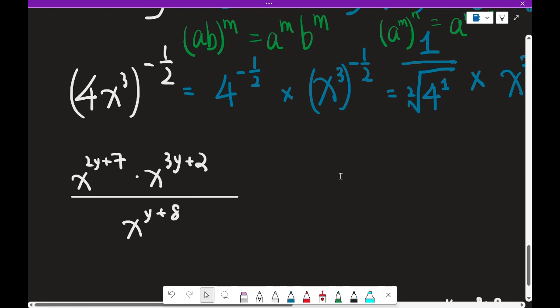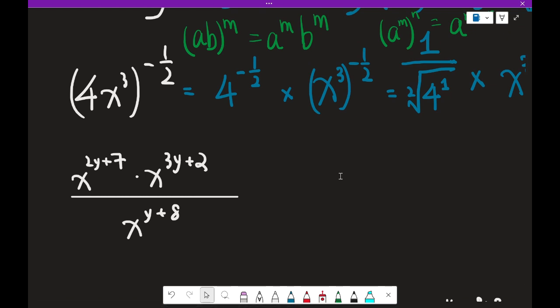Next question is a bit more complicated. The question says x to the power of 2y plus 7 times x to the power of 3y plus 2, over x to the power of y plus 8. So how can we do this?